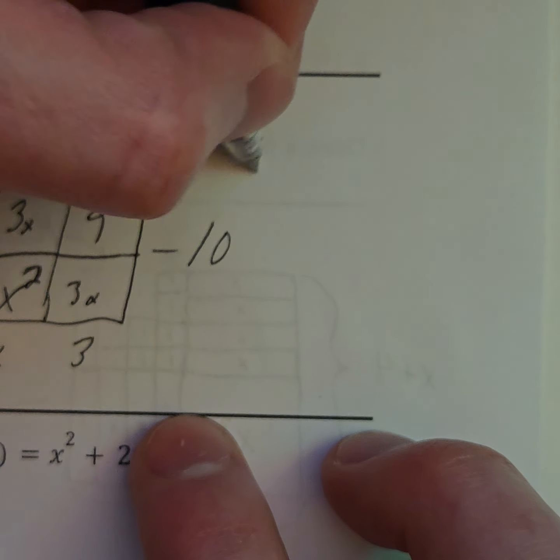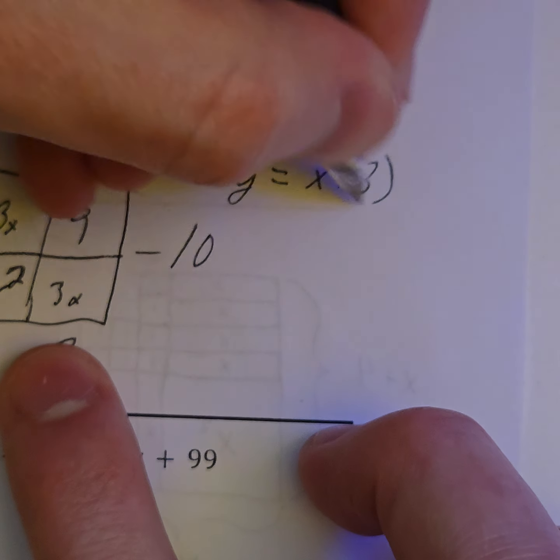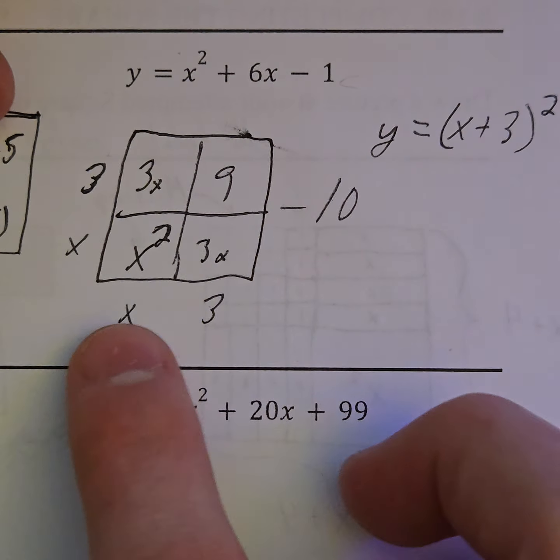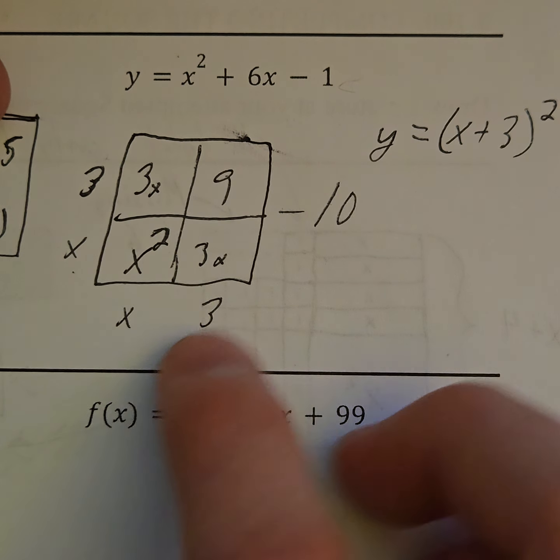So we've got our graphing form. We got y equals x plus 3 is our square. I think this is the coolest thing, by the way. I wish I was there to teach it to you guys.